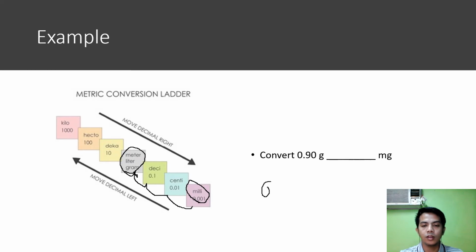So 0.90. So we need to move this decimal place to the right. So 1, 2, 3. Fill the missing area. So that is 900 milligrams. So the answer is 900 milligrams.